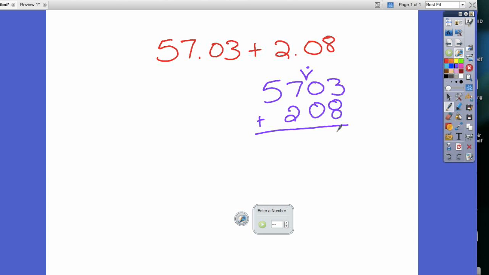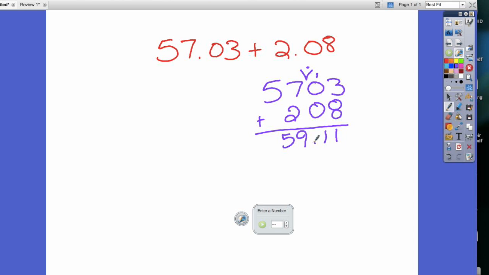What's 8 plus 3? 11. Carry the 1. 1 plus nothing is 1. 7 plus 2 is... 5 plus nothing. Where's the decimal? 2 places over.